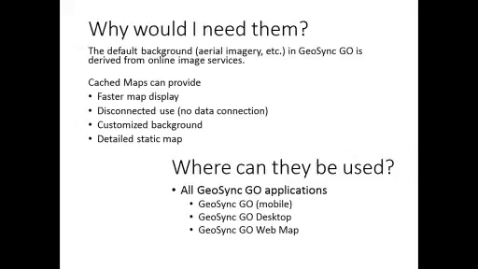And where these can be used, basically the GeoSyncGO cache maps can be used in all the GeoSyncGO applications. In GeoSyncGO mobile on any device, Windows, iOS, or Android. Of course, on GeoSyncGO Desktop, and we can even utilize these. They can be pushed out to where you can consume them in the GeoSyncGO web map.